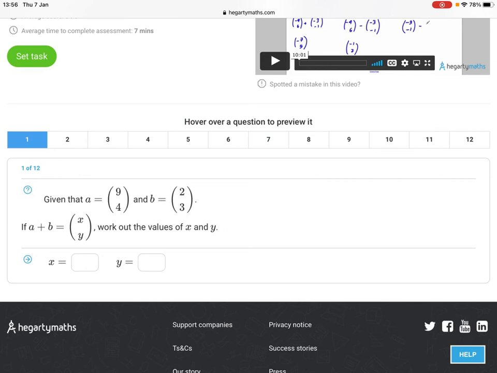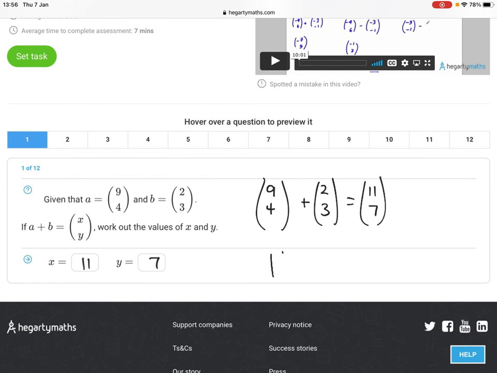Just so you know how to fill in the Hegarty clip, what this Hegarty clip is asking you to do, this question here is asking you to do vector A add vector B, which would give you 11 over 7. So it wants you to put 11 in there and 7 in that one. You are going to do this Hegarty clip now. This is Hegarty Maths clip 625. It has been set for you.